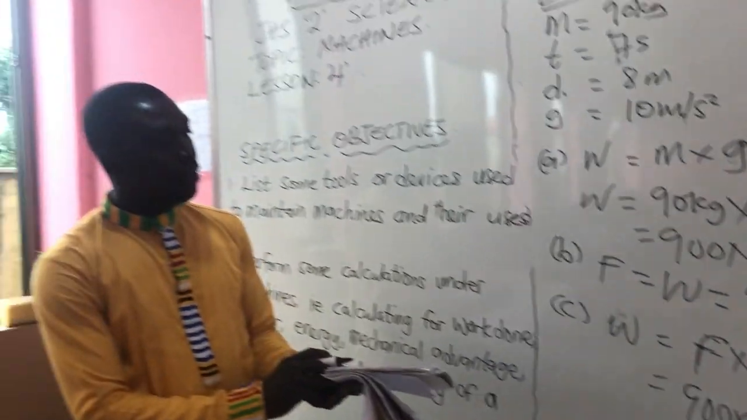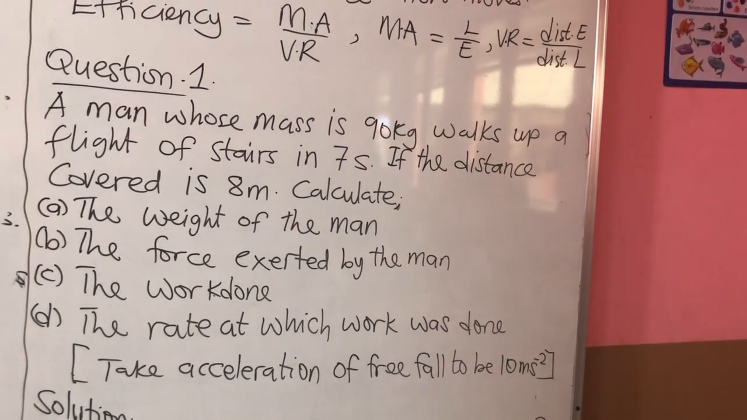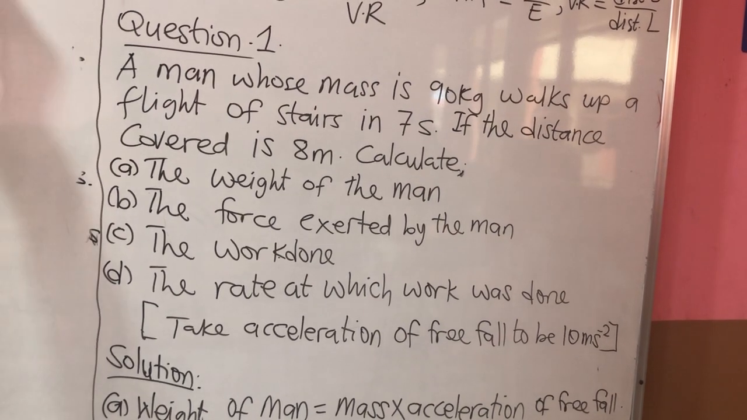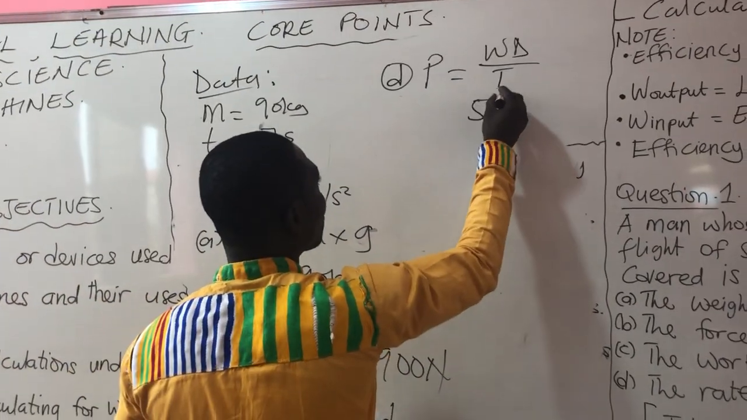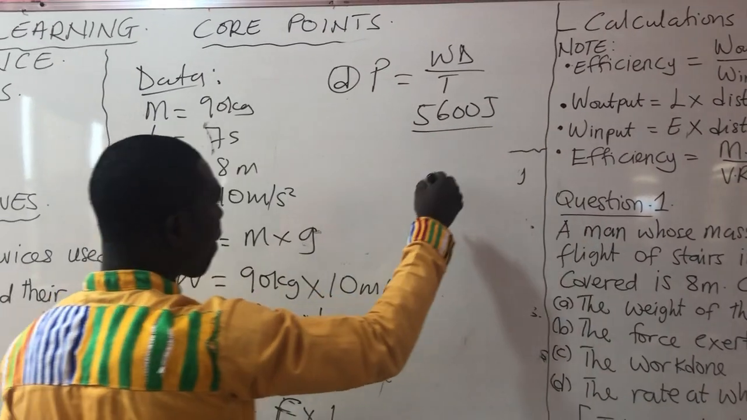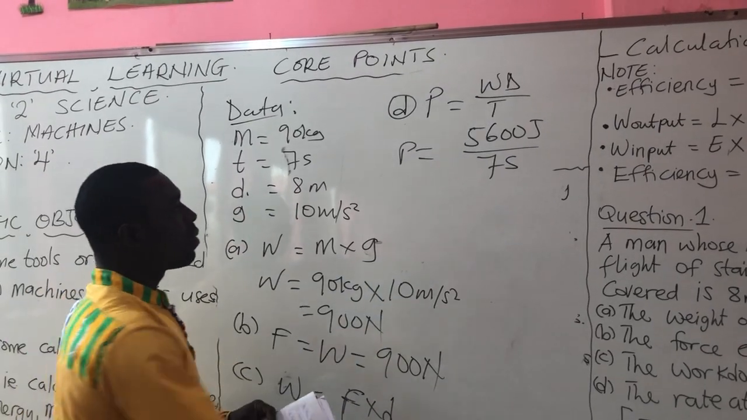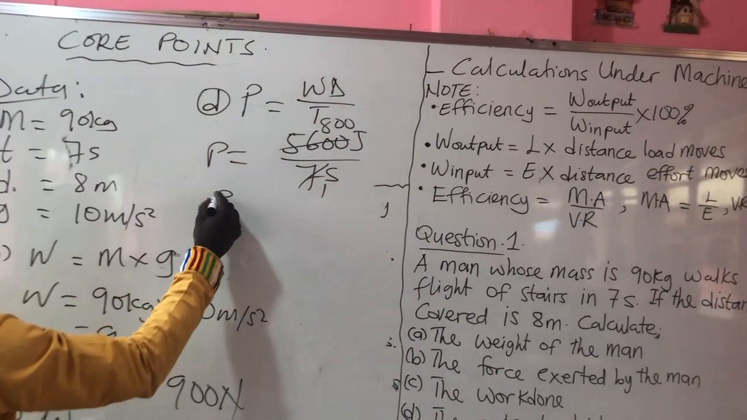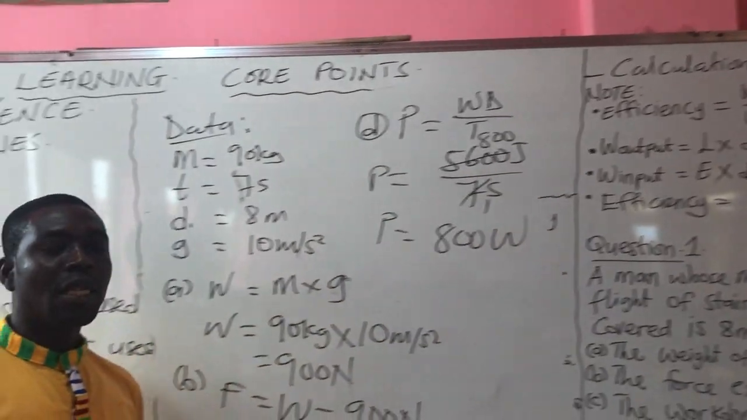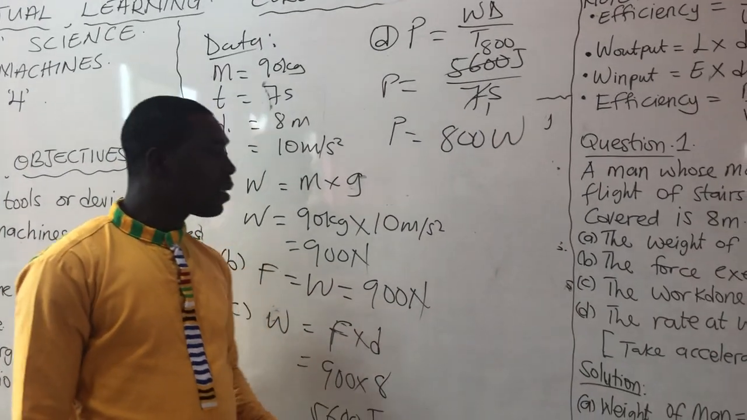Now let's look at the last part of the question. What are we calculating for? We are calculating for the rate at which work is done, and that is the power. Power is equal to work done over time taken to perform the work. Work done here is 5,600 joules, divided by the time taken, which is 7 seconds. 7 goes into 5,600 800 times, and this gives 800 watts, and that is the unit for power. The SI unit for power is watt. I hope you have understood this simple calculation.